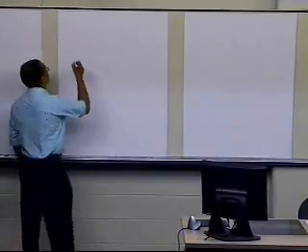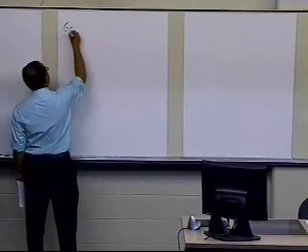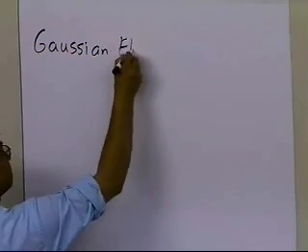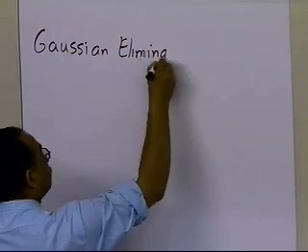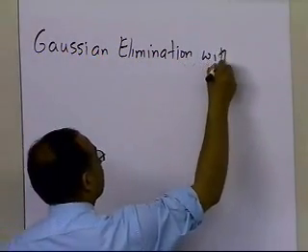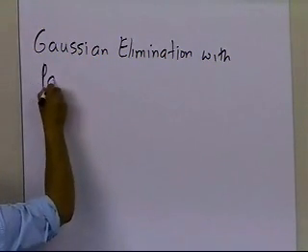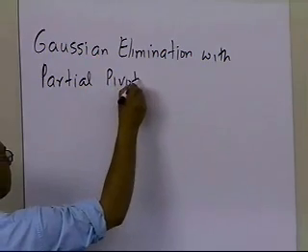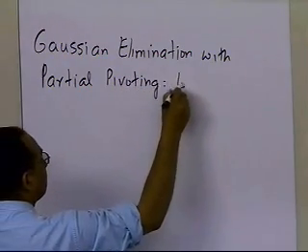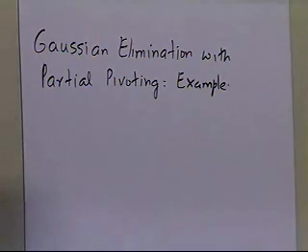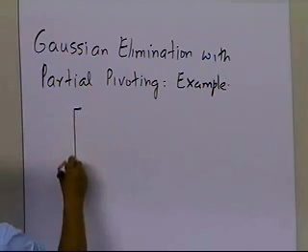In this segment, we're going to take an example of Gaussian elimination with partial pivoting. I'm going to show you the steps of forward elimination here in this example. Gaussian elimination with partial pivoting is a numerical method used to solve simultaneous linear equations.